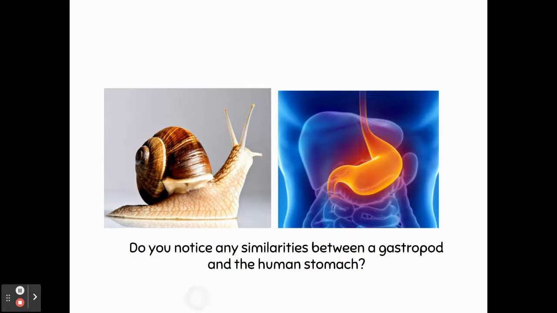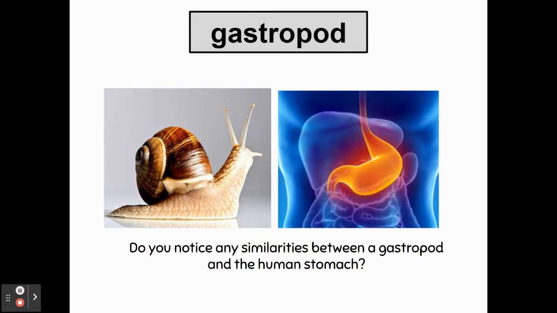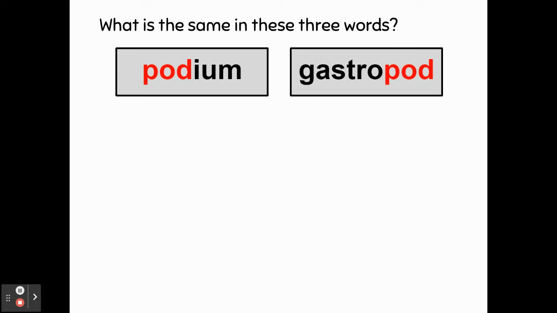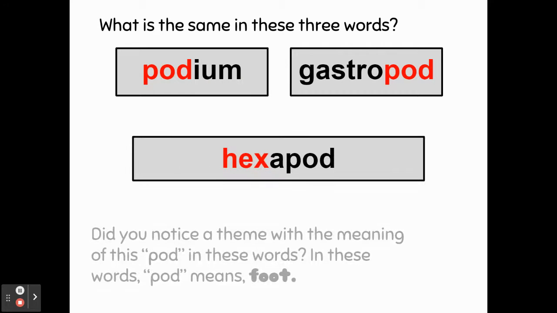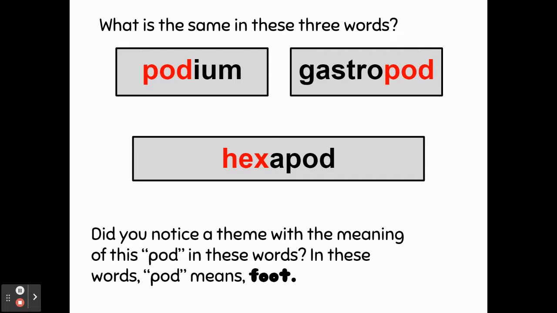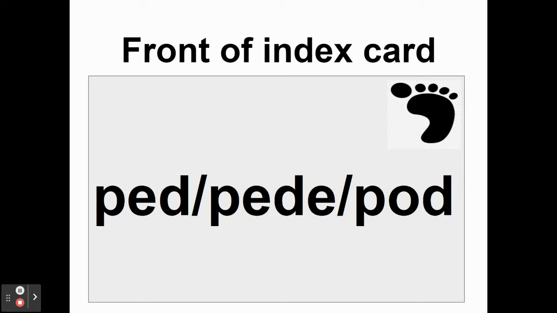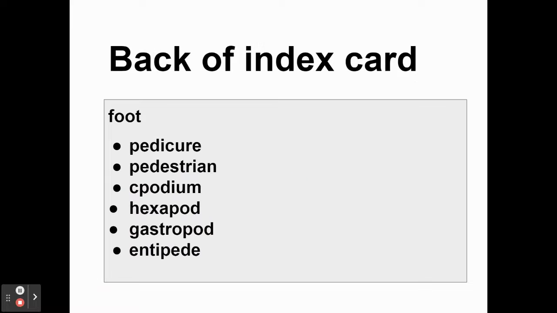So gastropods are moving with their stomach, so kind of like their stomach is their foot. What is the same in all three of these words? Podium, gastropod, and hexapod. Hopefully you notice that pod is the same in all three of those words. And pod also means foot. When we come back to school tomorrow, we're going to add pod to the front of our index card. And then we'll add some of those words to the back of our index card as well.